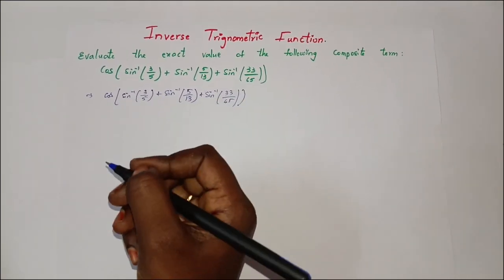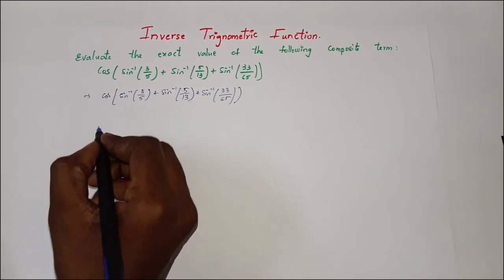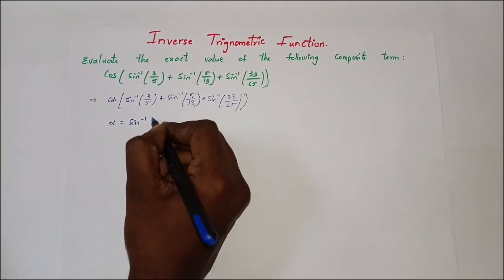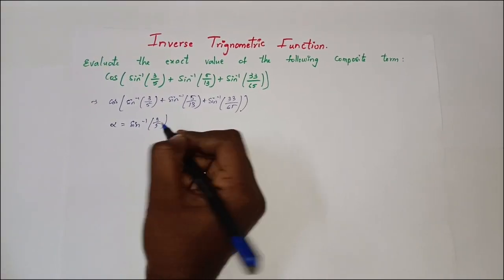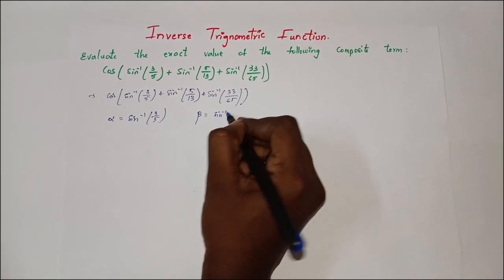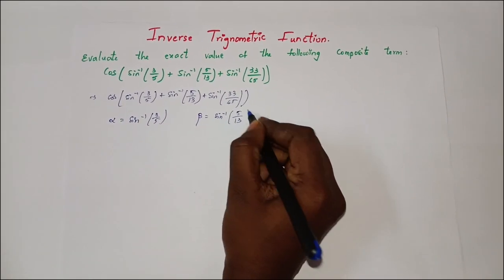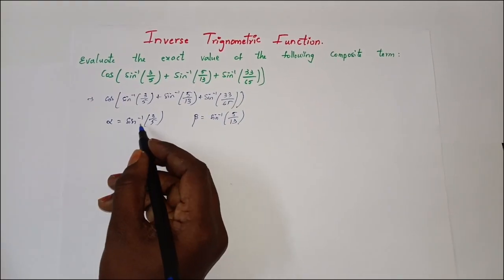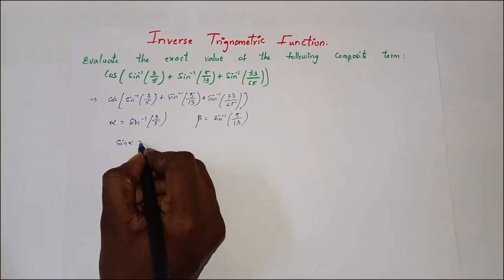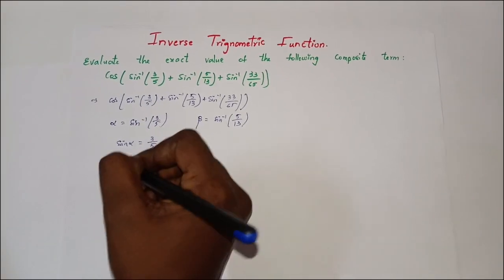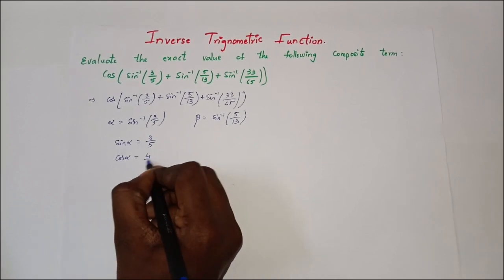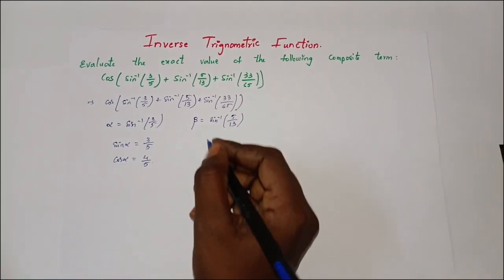So let us assign angle variables. Alpha is equal to sine inverse of 3 by 5 and beta is equal to sine inverse 5 by 13. Alpha equals sine inverse 3 by 5 can also be written as sine alpha is equal to 3 by 5. From this I can write cos alpha is equal to 4 by 5.